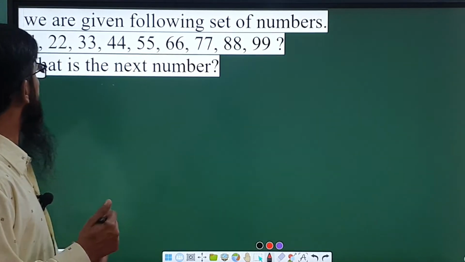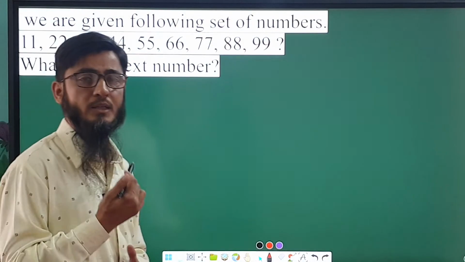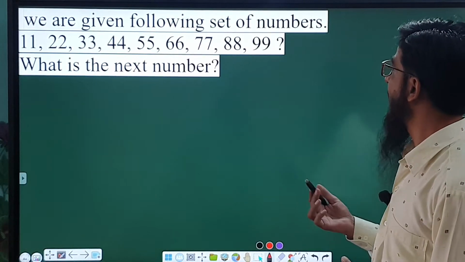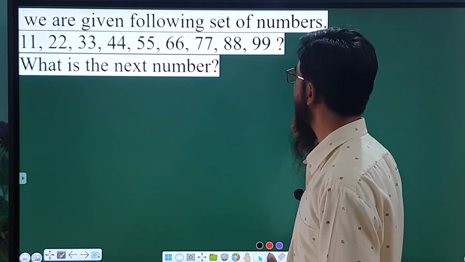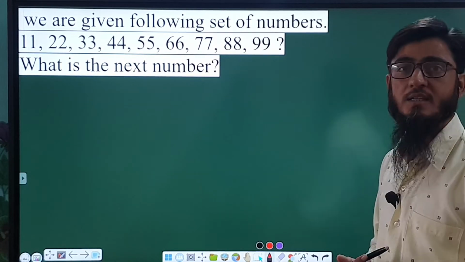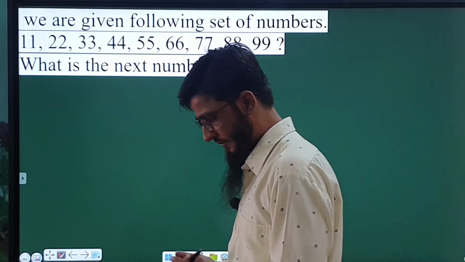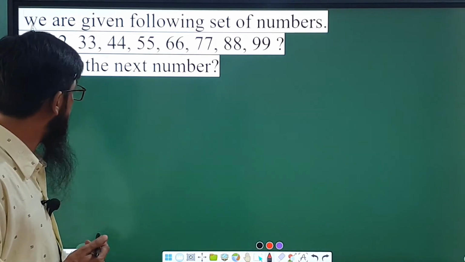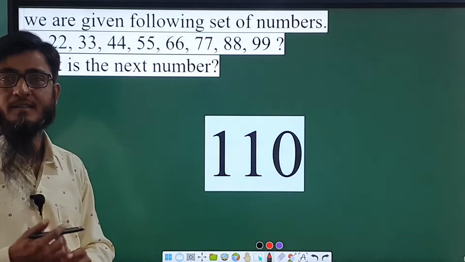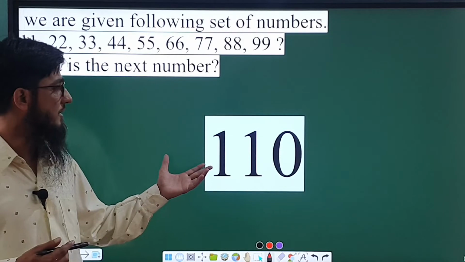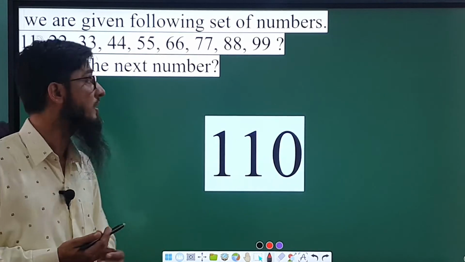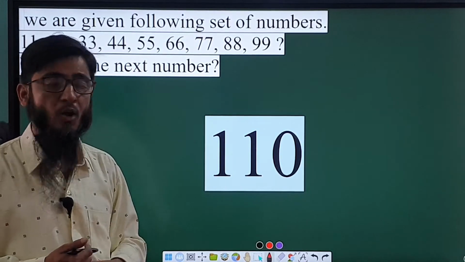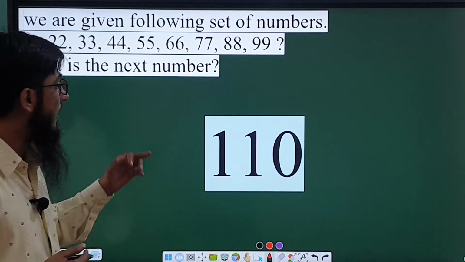We are given the following set of numbers: 11, 22, 33, 44, 55, 66, 77, 88, 99. What is the next number? I am sure everyone has got it. The next number is 110, and this is the most obvious answer because all the numbers are multiples of 11. So, the next number which is a multiple of 11 is 110.